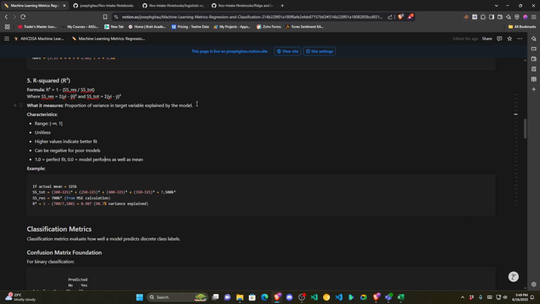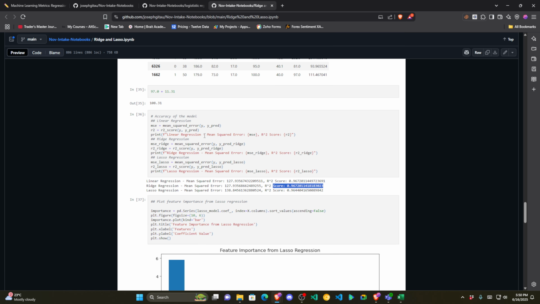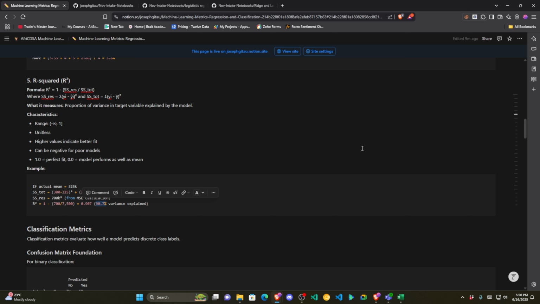Just remember, as I've mentioned, you don't need to focus on the equation, you focus on the interpretability. So if we get an R squared score of 0.97, what does it mean? Or for example, from our model, we had an R squared score of 0.9. It's actually 0.97. So what does it mean?